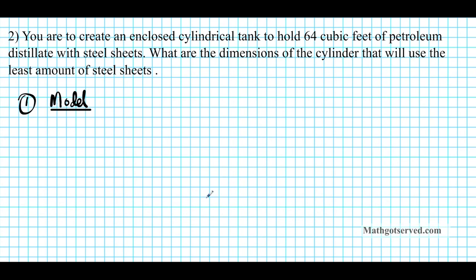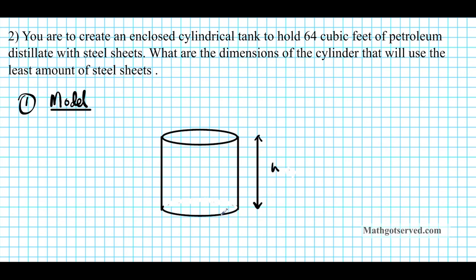So first thing we're going to do is sketch the graph. We're just going to draw a cylindrical tank. All right, so there goes my cylindrical tank. Now let me label the measures here that are relevant. For your cylinder, if you want to calculate the volume and the surface area, you want to know the height of your cylindrical tank. Let's call the height H. And then the radius, let's call that R.